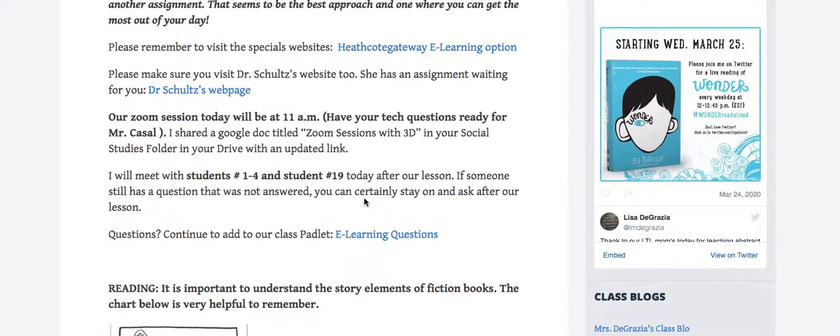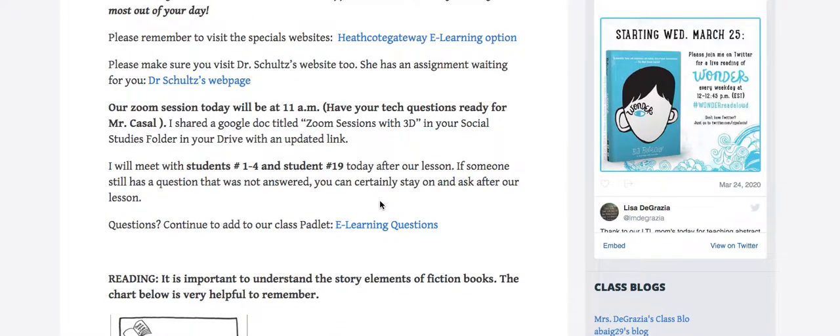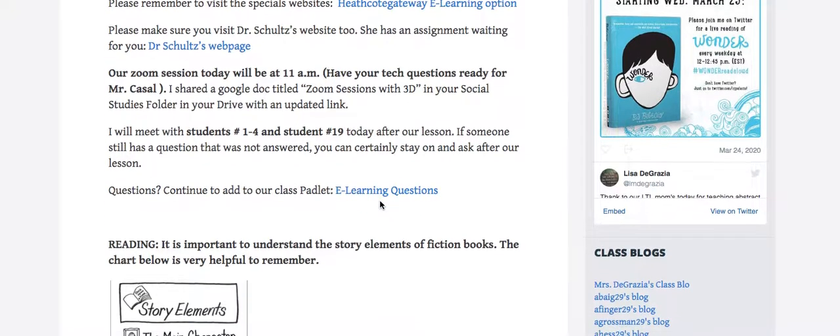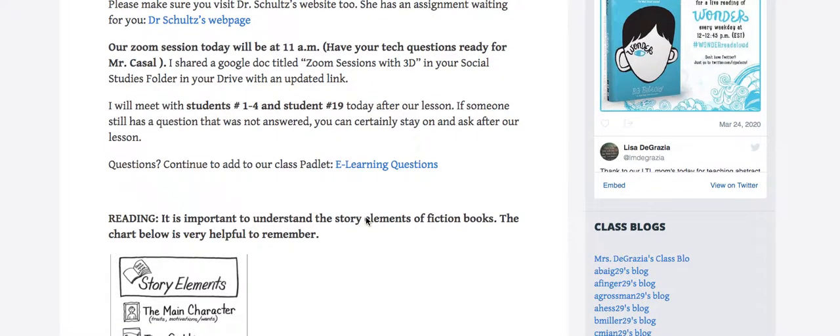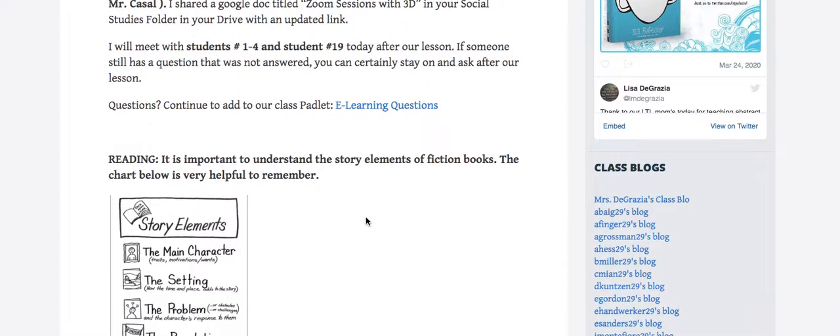After our Zoom today, I would like to see, we're back to starting 1. I just need to see student 19 first, and then students 1 through 4 today after our lesson. So please stick around after our lesson. If someone still has a question and they don't feel it was answered, please also stick around and your question will be answered first. Continue with our class Padlet. If there's any troubleshooting or just something doesn't seem right during the day, shoot me a question and I will get back to you as soon as I can.